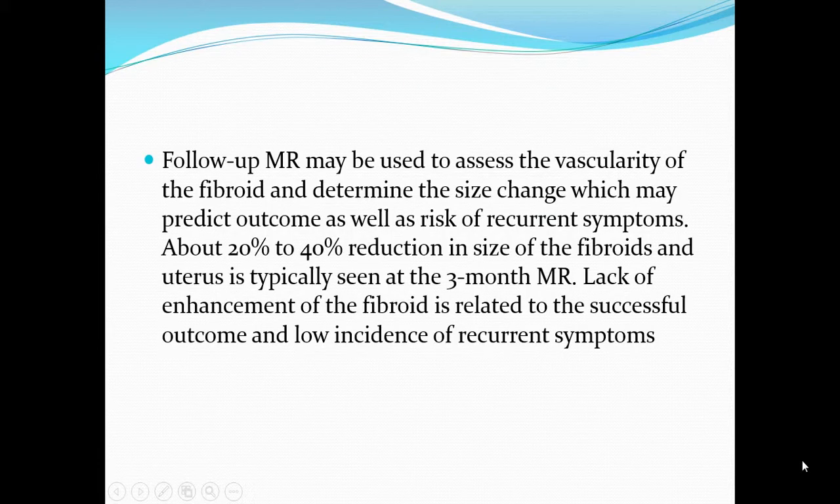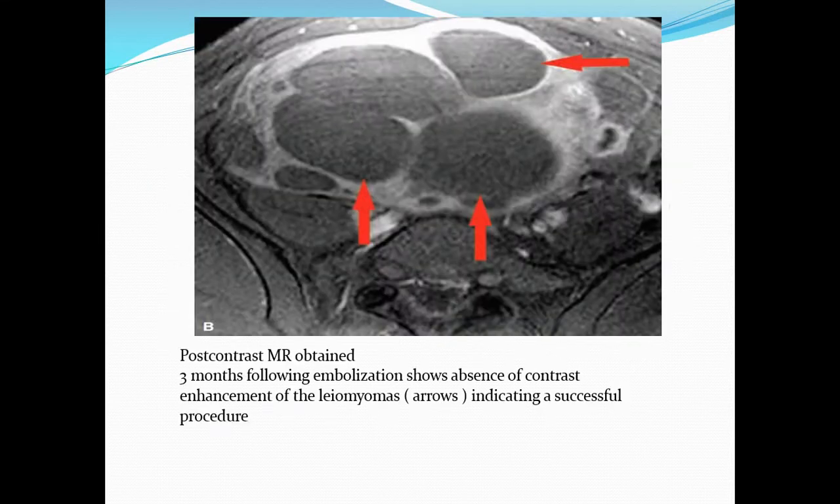Follow-up MRI must be used to assess the vascularity of the fibroids and to determine the size change, which may predict the outcome as well as the risk of recurrent symptoms. Usually a 20 to 40% reduction in the size of the fibroid occurs at 3 months. Lack of enhancement of the fibroid is related to successful outcome, and there is low incidence of recurrent symptoms. In this case, after embolization, this is an MRI T1 post contrast showing complete lack of enhancement in these fibroids, indicating successful treatment.